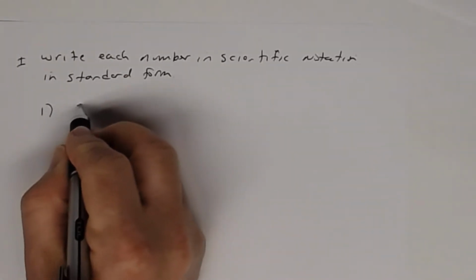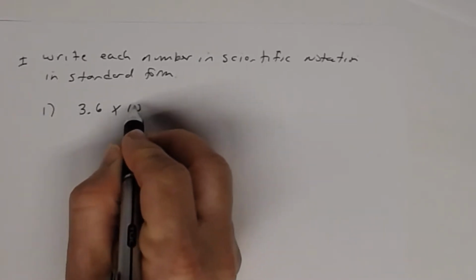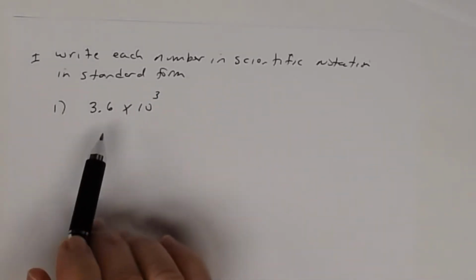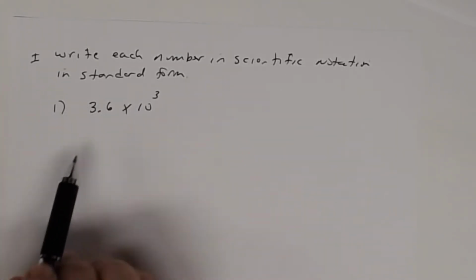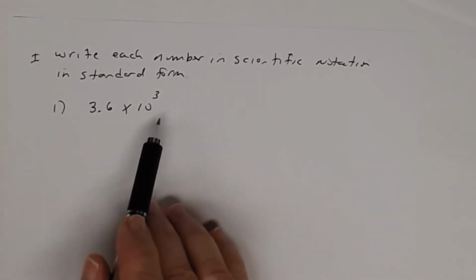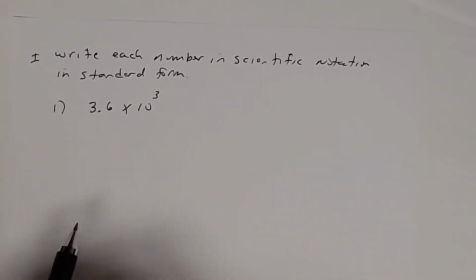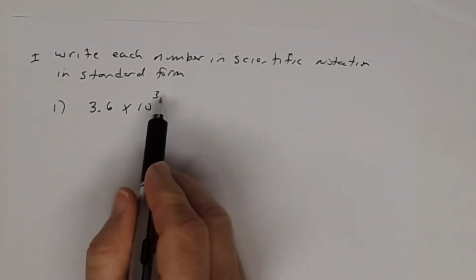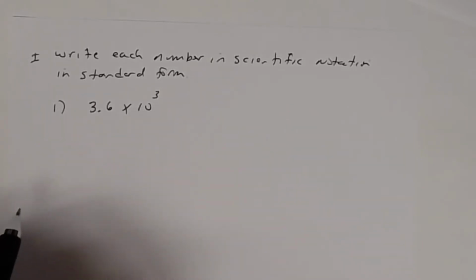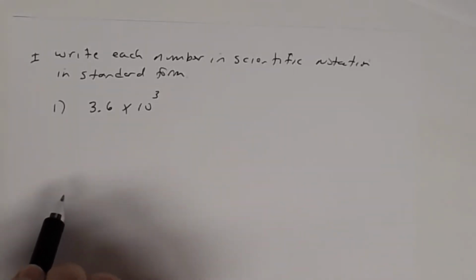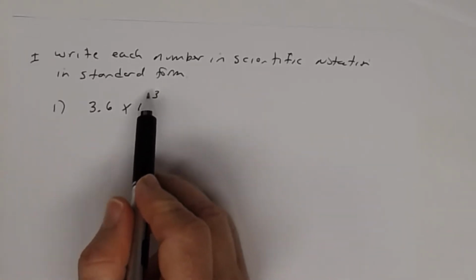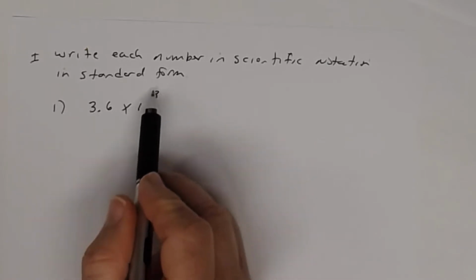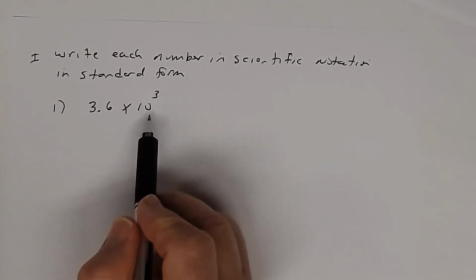Number 1, we have 3.6 times 10 to the third power. So notice we do have a number that's written in scientific notation, and I want to write this number in standard form. Standard form just implies for you to write this as a regular number, so to speak. In other words, to rewrite this without 10 to the third power. All right, so that's what that means. So one way to look at this is this way. You have to look at the exponent of the base 10, the power of 10.